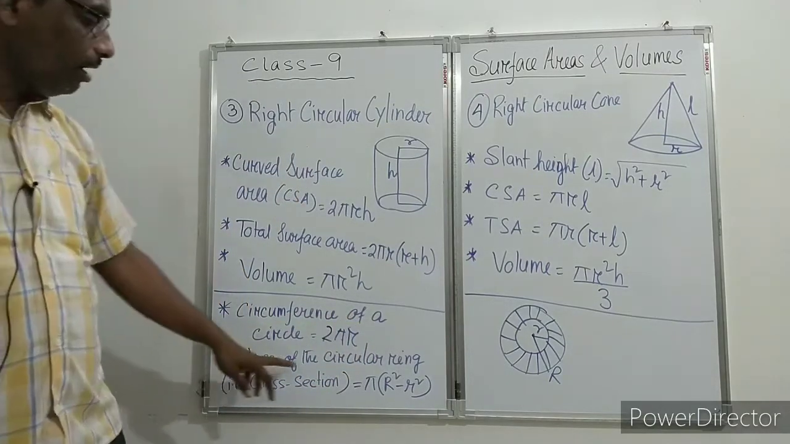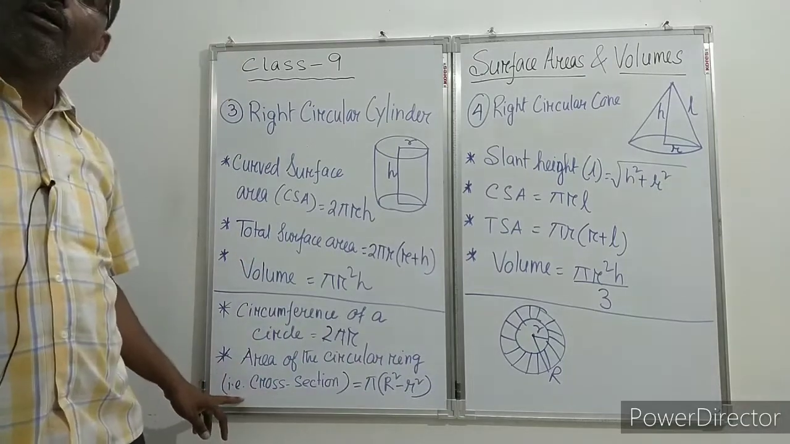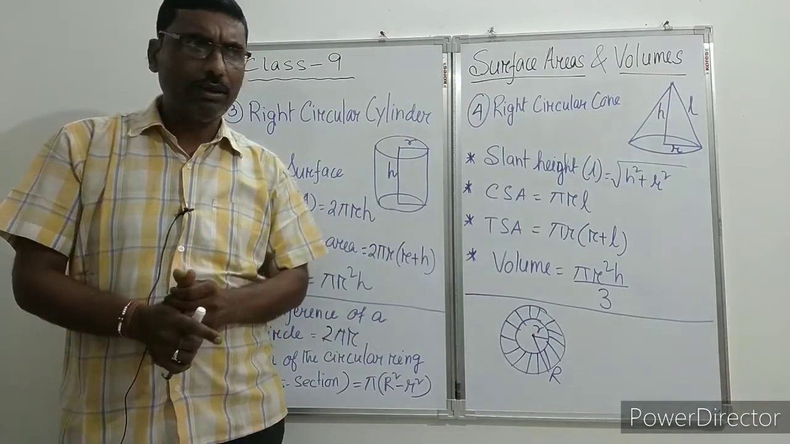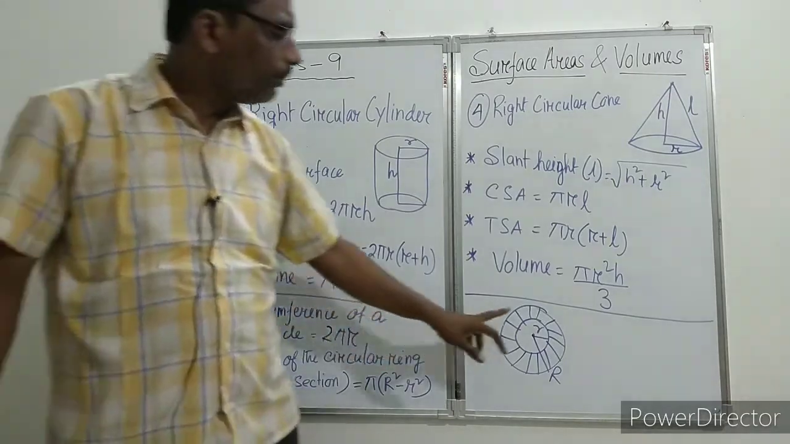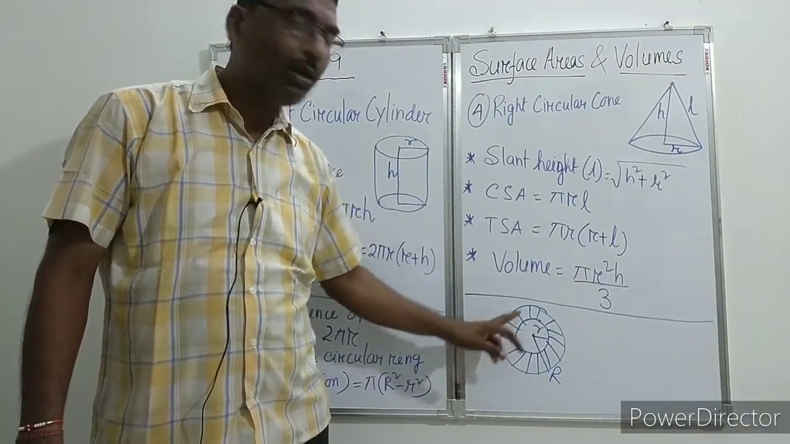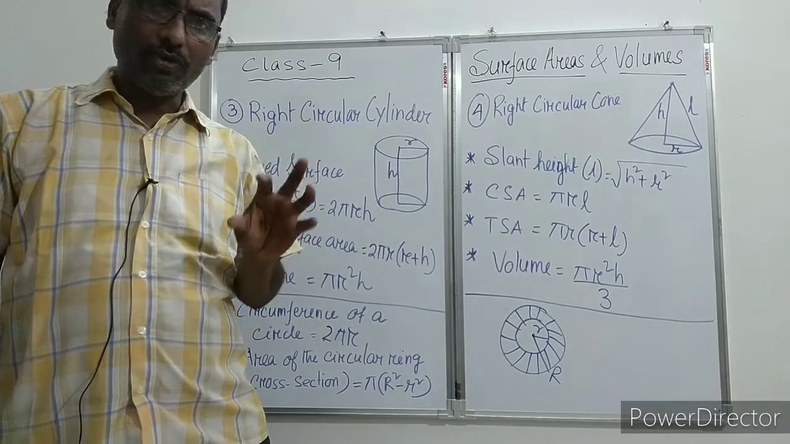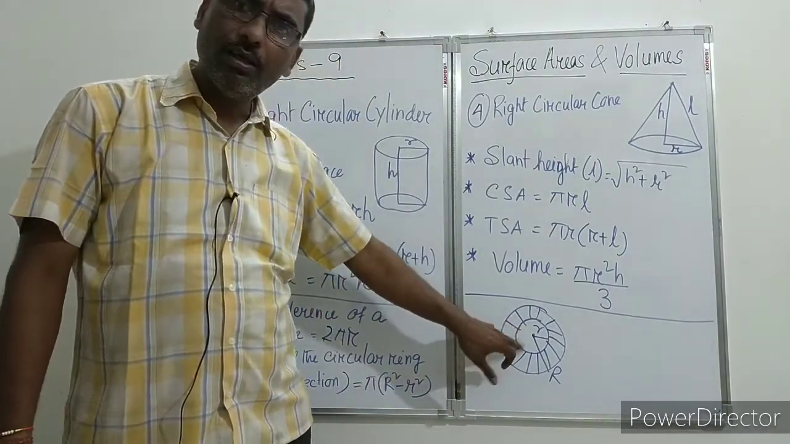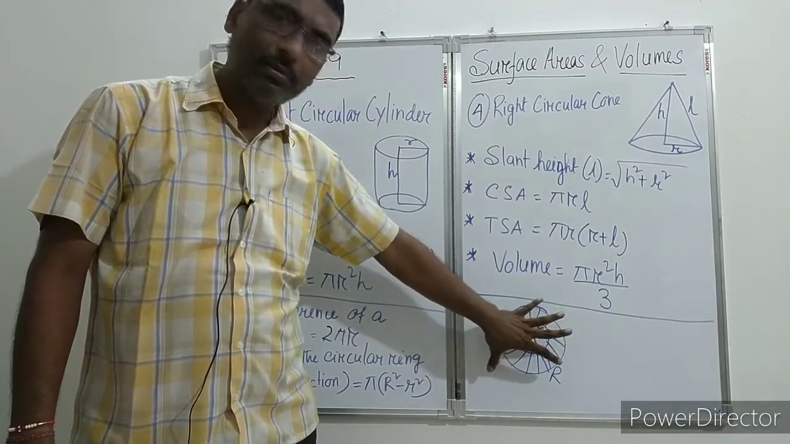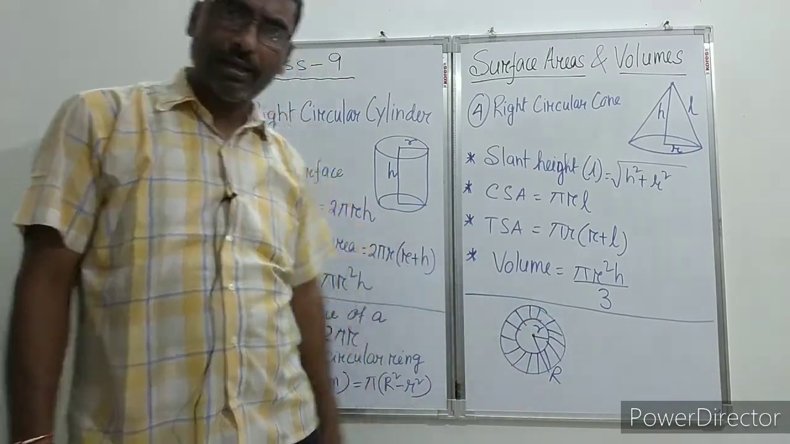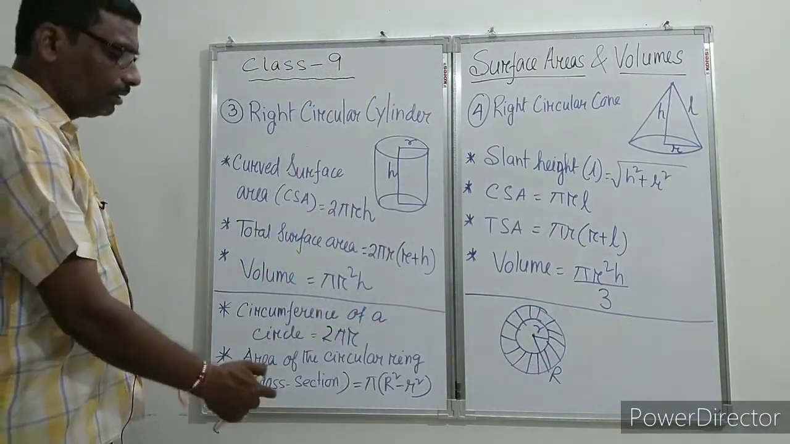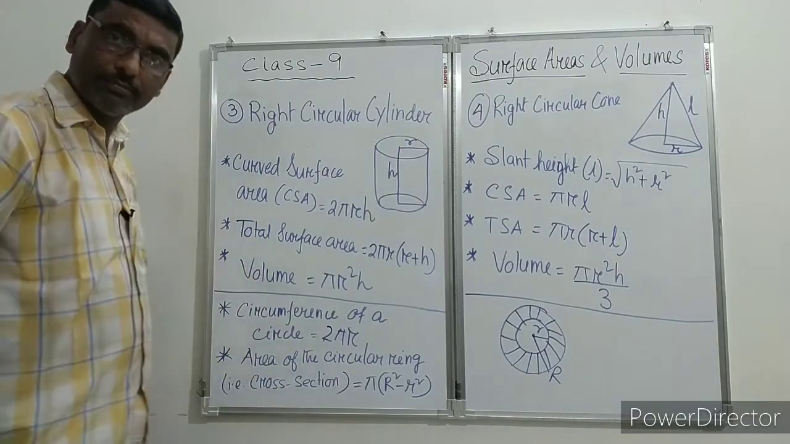Then the area of the circular ring or cross section. Circular ring, like in a bicycle or motorcycle, you have seen the rings. Suppose here I have drawn a circular ring. This shaded part is the area of the circular ring. That means there will be 2 concentric circles, one small circle, one big one. The small circle has radius small r, and the greater circle has radius capital R. So the area of this ring, that means this shaded portion, is also called cross section.